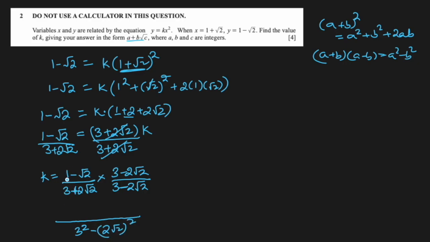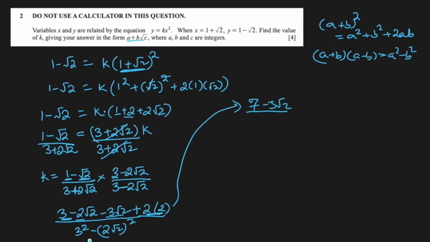Now here on top I'll multiply 1 with 3, 1 with minus 2 square root 2, minus square root 2 with 3, so minus 3 square root 2, minus square root 2 with this will make a positive first of all, because there are two negatives, 2 will remain 2, and square root 2 times square root 2 is 2. Actually it is square root 4, but we can write it as 2. And let's complete it here. 3 plus 4 is 7. Minus 2 square root 2 minus 3 square root 2 will be minus 5 square root 2. 3 square is 9.